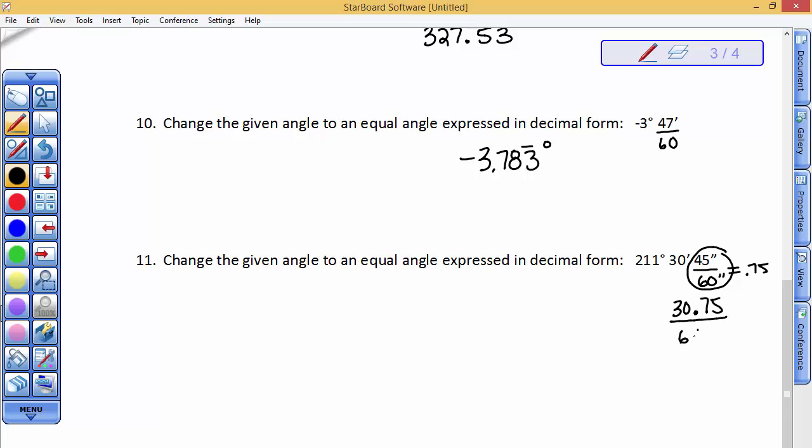Well, that's really close to a half, because 30 divided by 60 would be 0.5. So that's 0.5125, and you've got 211 degrees, 211.5125 degrees. I'm going to close that, so we just summarized converting from radians to degrees and degrees to radians.